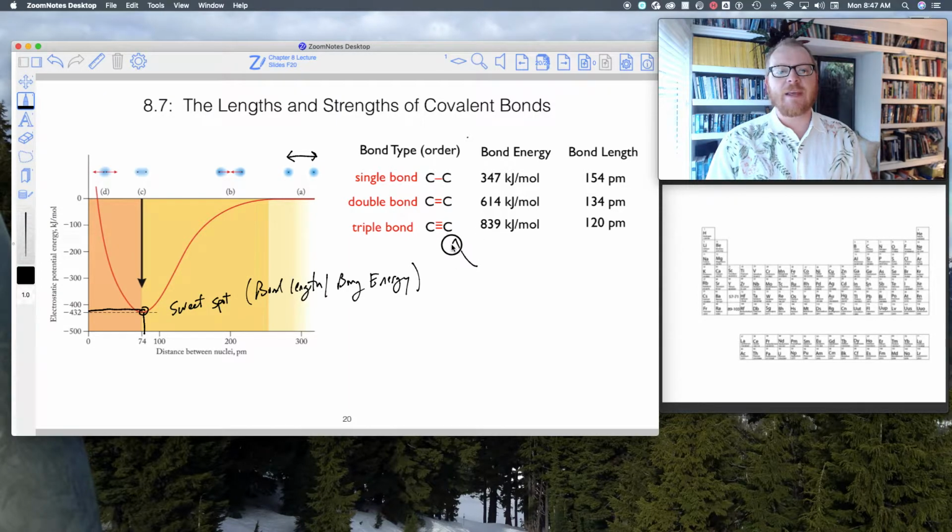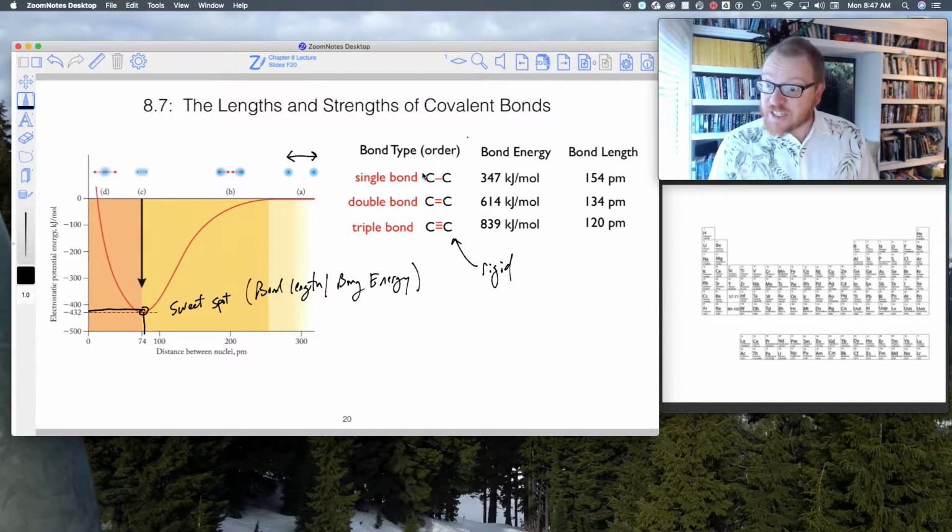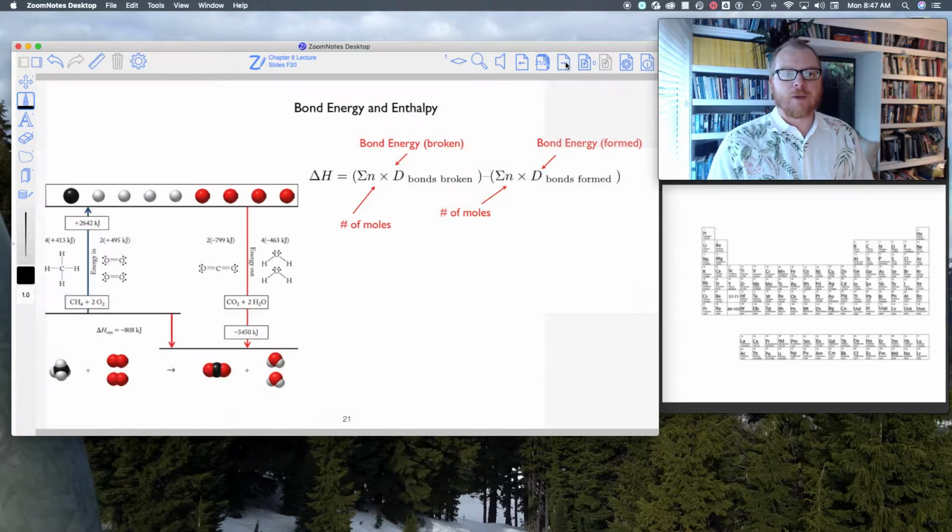What this means is this is a fairly rigid bond. It's really hard to stretch and elongate. We call this vibration. It's much more difficult to vibrate that carbon-carbon triple bond than it is that carbon-carbon single bond, and as a result, that can change the chemistry. Okay, so let's move forward.